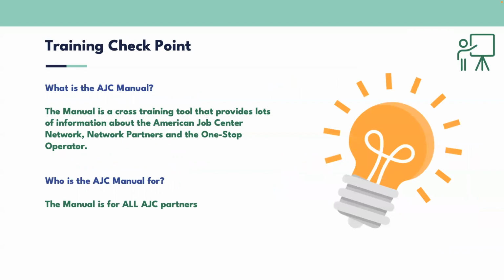The AJC manual introduction answered two questions. What is the AJC manual, and who is it for? The manual is a cross-training tool that provides lots of information about the American Job Center network, the network partners, and the one-stop operator. Who is it for? The manual is for all AJC partners. Great. Now that you know what the manual is and who it's for, let's answer our next questions and hop on a tour.